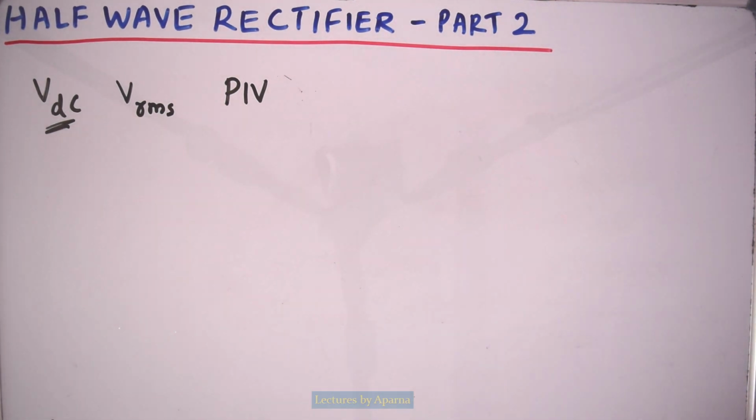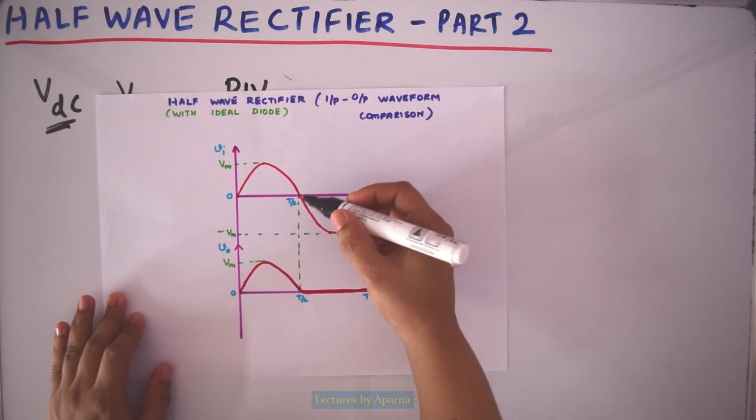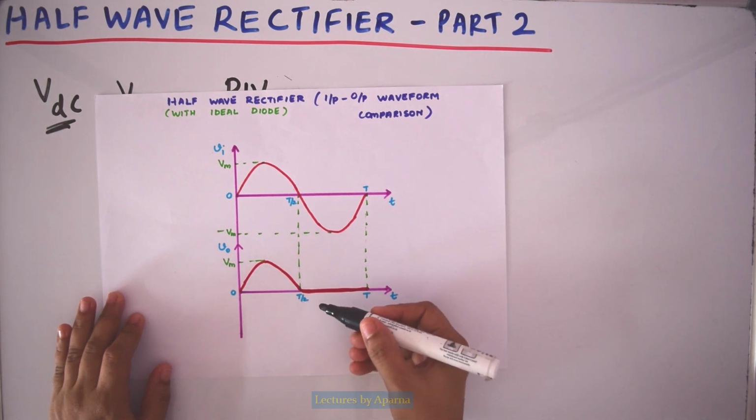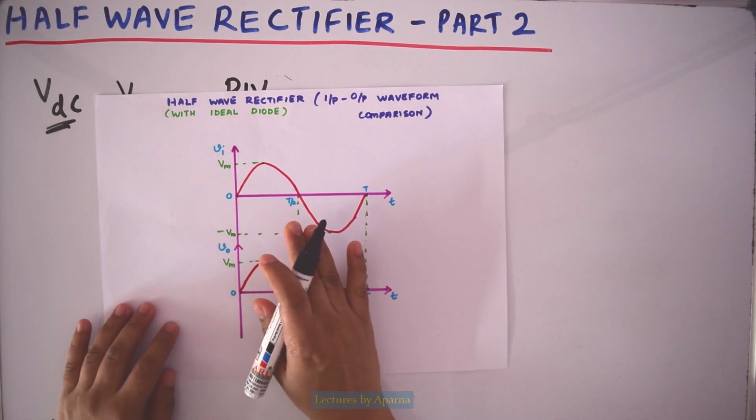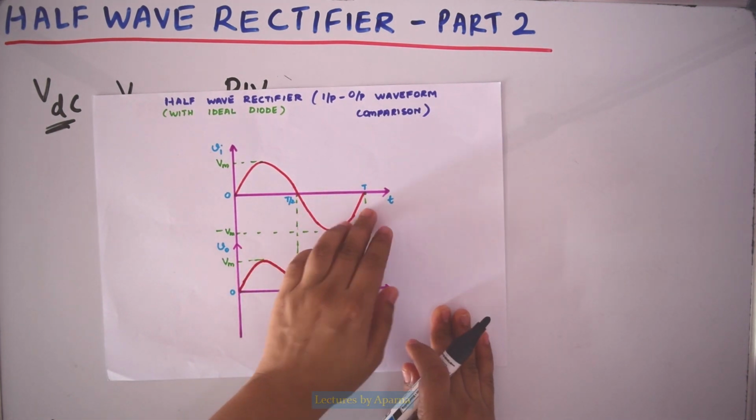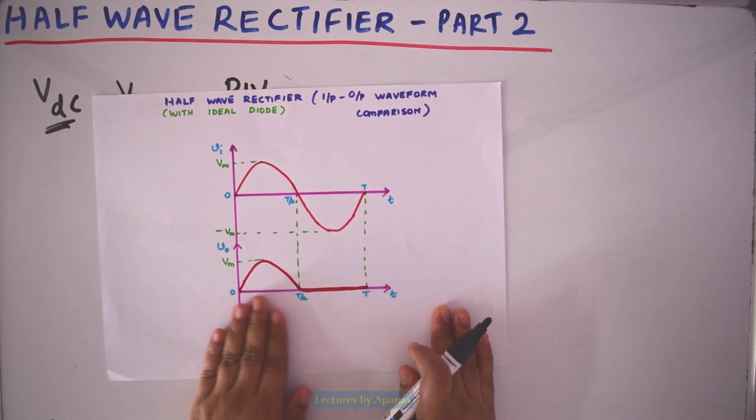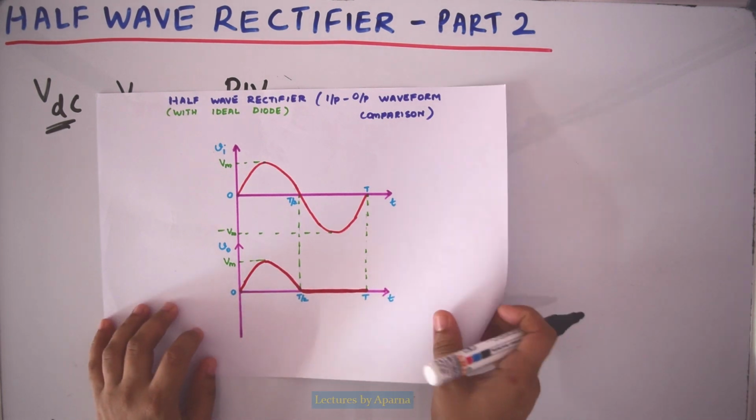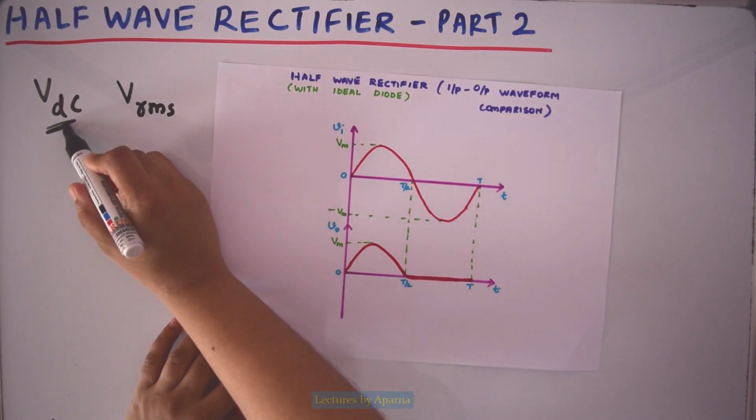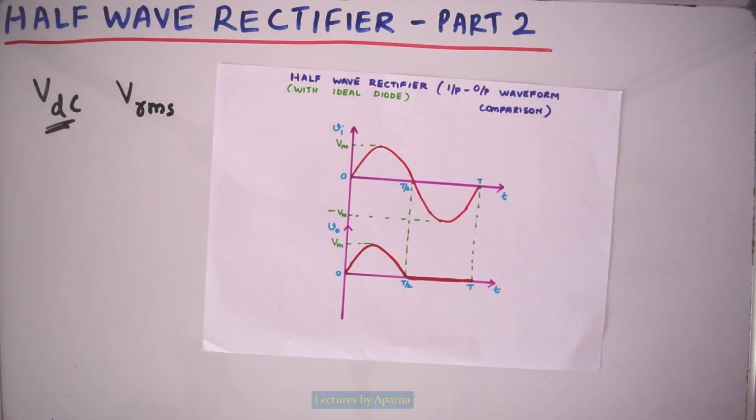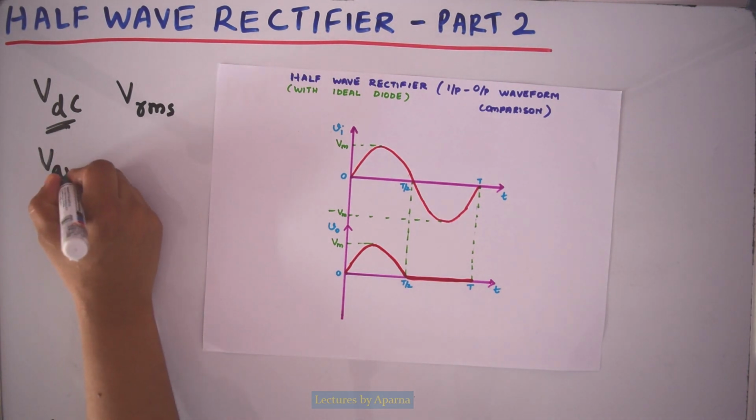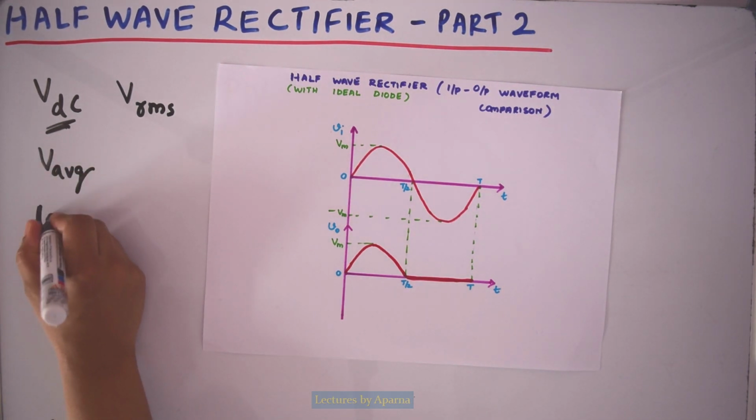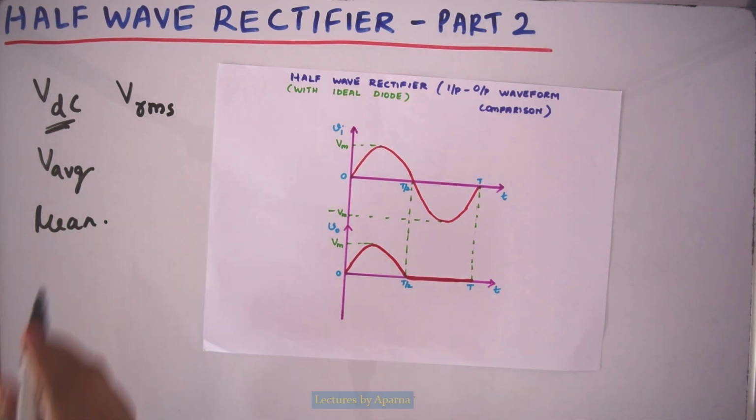So the output waveform of a half wave rectifier is like this. This is the input waveform, this is the output waveform. From the input signal, one half of it will be removed and you will get the rectified output. So first let's calculate the VDC for half wave rectifier. It is also called the average value, V average, or the mean value of the voltage.